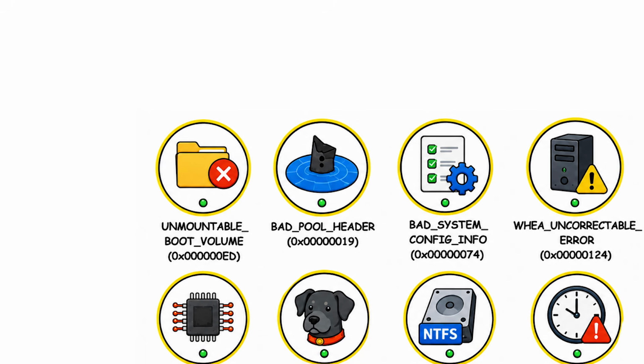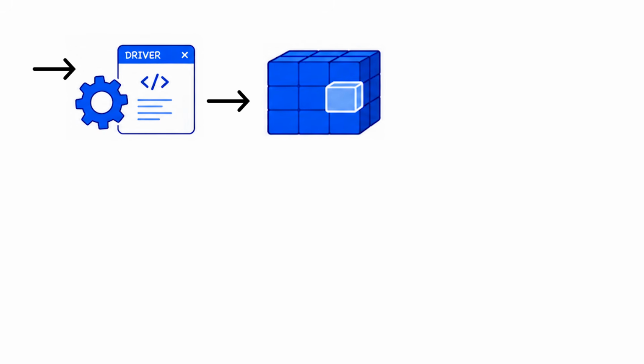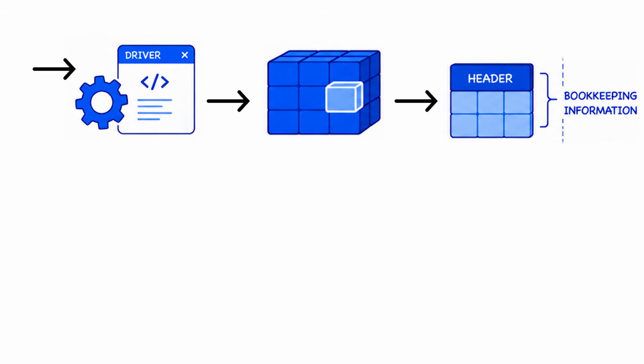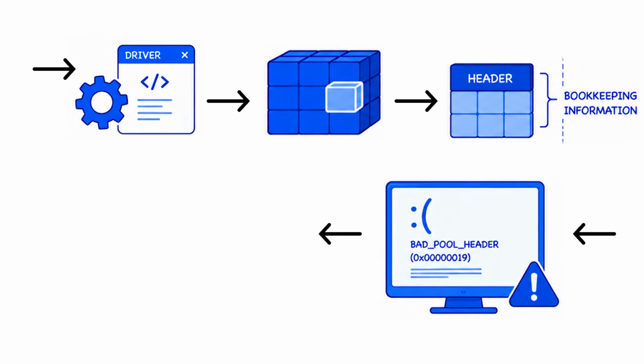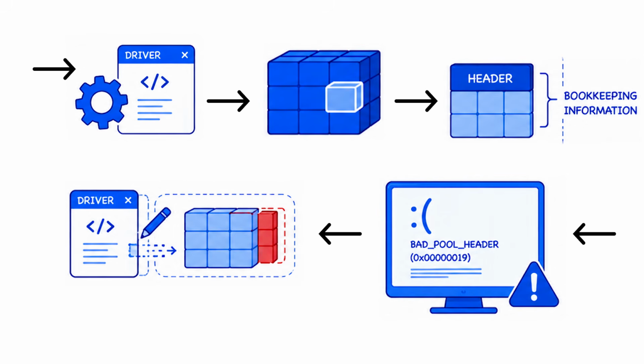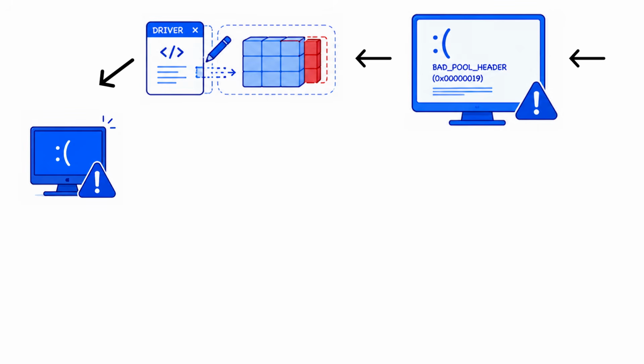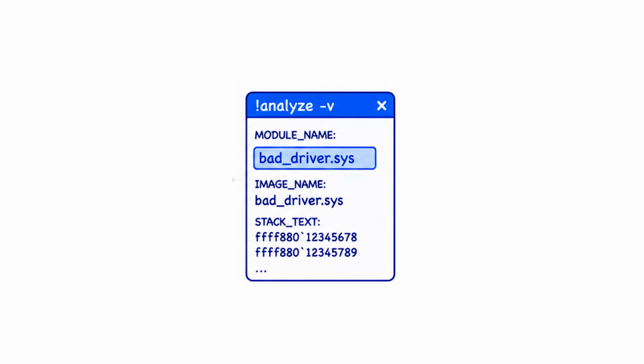Bad pool header. Drivers borrow small chunks of kernel memory called pools to do their work, and each chunk starts with a little header of bookkeeping information. This error means that header got corrupted, 9 times out of 10 because a driver wrote data outside the boundaries it was actually given. The tell: same as error 7, the crash file will usually name the exact driver at fault.